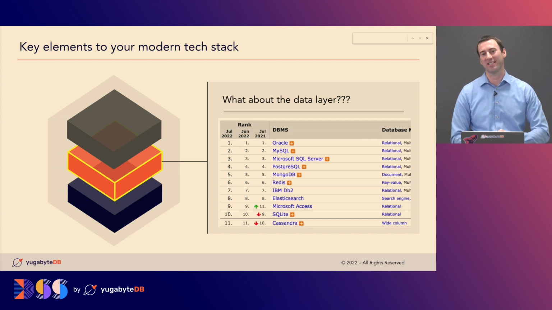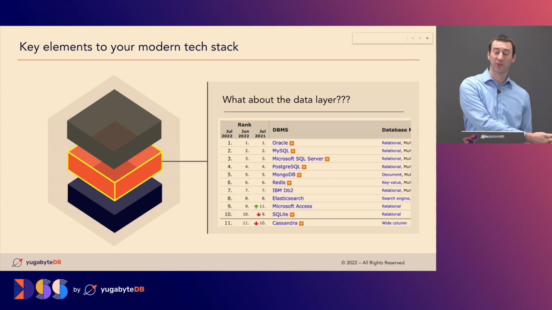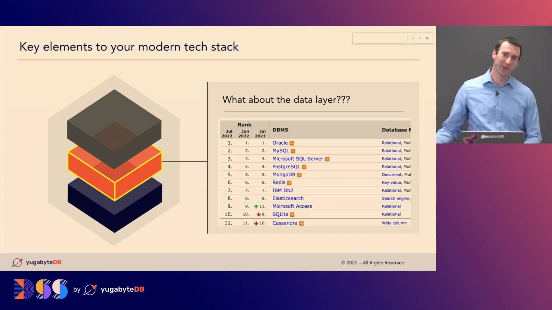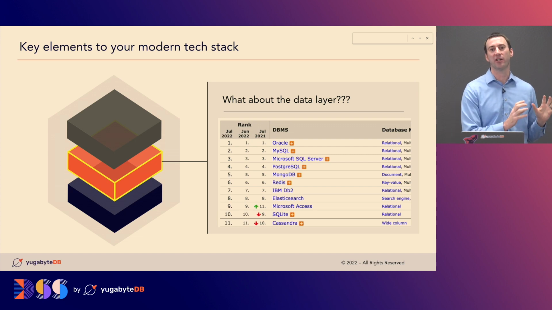Number 2 on the list, MySQL, has been around since 1995. The same year we saw Toy Story, the original Toy Story, not 2, 3, Buzz Lightyear release. So it's been out there for a long time. Now, these are amazing technologies that are doing a lot.